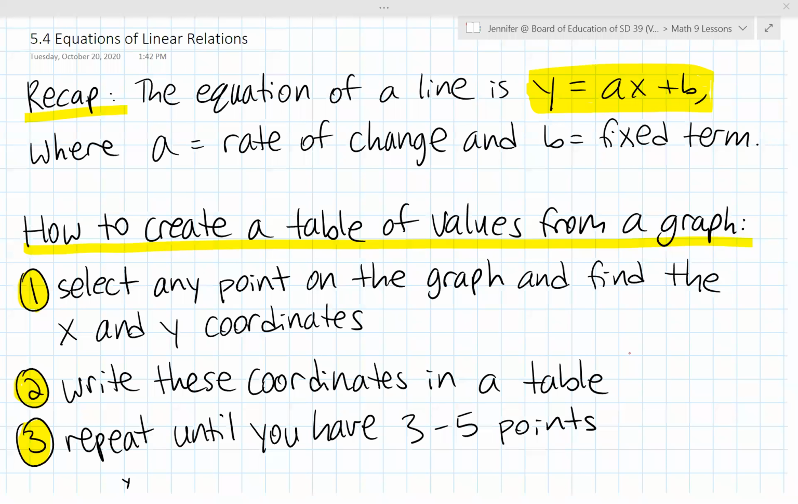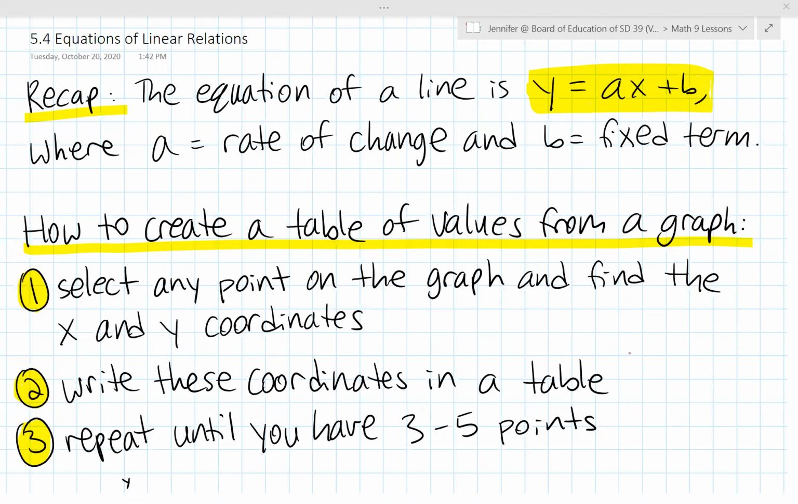This is lesson 5.4, equations of linear relations. This is the last lesson of chapter 5. So to recap, we know that the equation of a line is represented by y equals ax plus b, where a is the rate of change and b is the fixed term or the starting value.